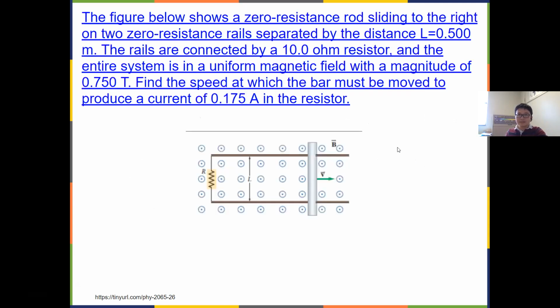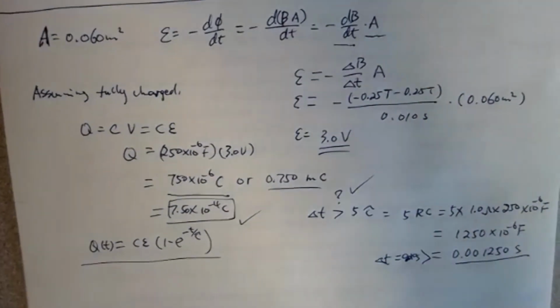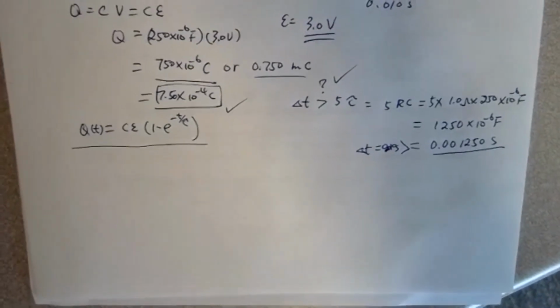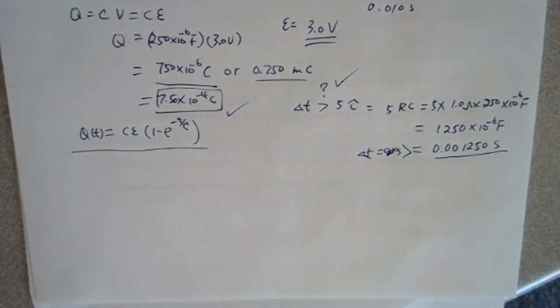Let's take a look at this example. This one says, in the figure showing here, a zero resistance rod. So this rod has zero resistance, so all the resistance from the circuit is coming from this resistor. The rod is sliding to the right on the rail here, with zero resistance.